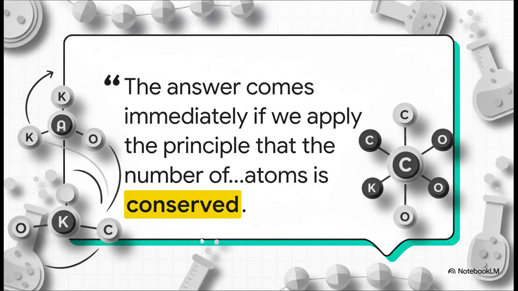Well, the secret is right here in this idea. We don't need to know the journey. All we need to know is one fundamental rule of the universe. Atoms are conserved. You can't create or destroy them in a chemical reaction. So, that means every single carbon atom that we started with in our potassium carbonate has to be in that final product somewhere. We just have to follow the carbon.